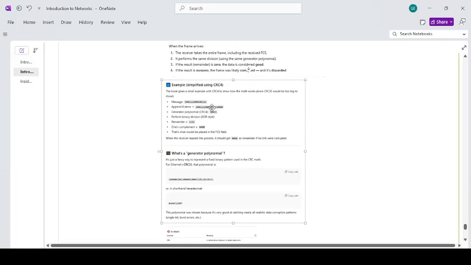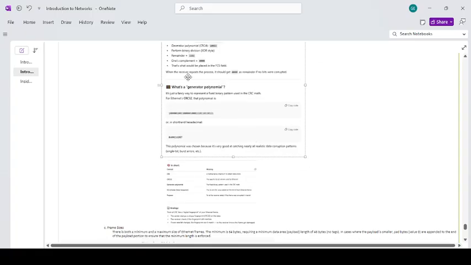So for example, using simplified CRC-4, which we discussed using that graph. The book gives a small example with CRC-4 to show how the math works, since 32 would be too big to show. So the message, append 4 zeros, generator polynomial for CRC-4 is 10011. Perform binary division, XOR style, remainder 1111, ones complement 0000, that's what would be placed in the FCS field. When the receiver repeats the process, it should get 0000 as the remainder if no bits were corrupted.